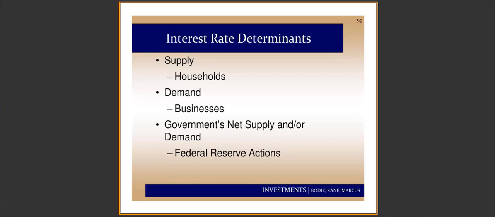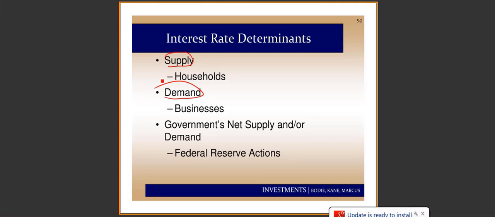And so we begin with this slide talking about interest rate determinants, and it should come as no surprise to you that we're going to talk about supply and demand. Why does it say supply households and demand businesses? Well, really what we're talking about here is the supply of money and the demand for money. And it is mostly households that supply money to the capital markets.